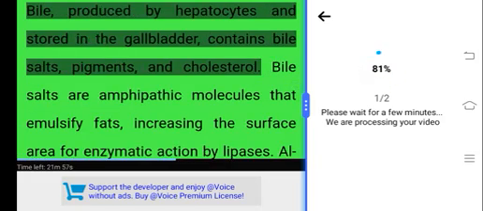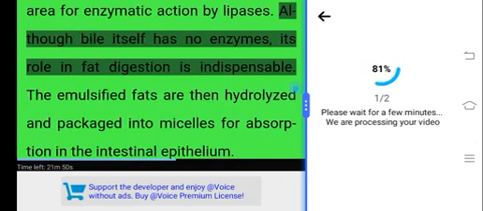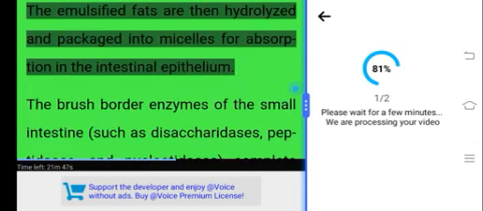Bile, produced by hepatocytes and stored in the gallbladder, contains bile salts, pigments, and cholesterol. Bile salts are amphipathic molecules that emulsify fats, increasing the surface area for enzymatic action by lipases. Although bile itself has no enzymes, its role in fat digestion is indispensable. The emulsified fats are then hydrolyzed and packaged into micelles for absorption in the intestinal epithelium.